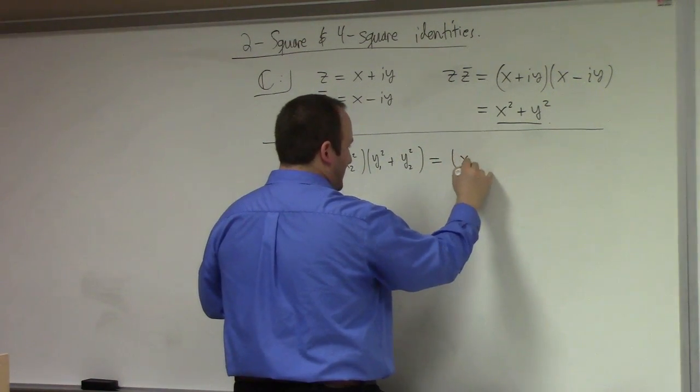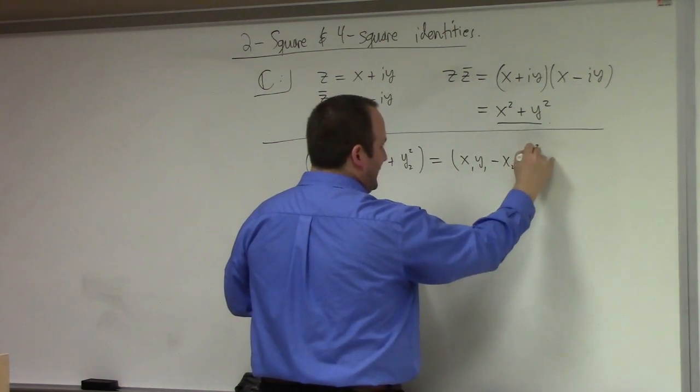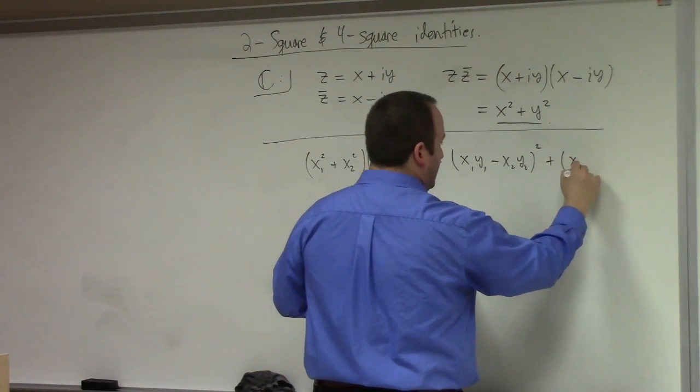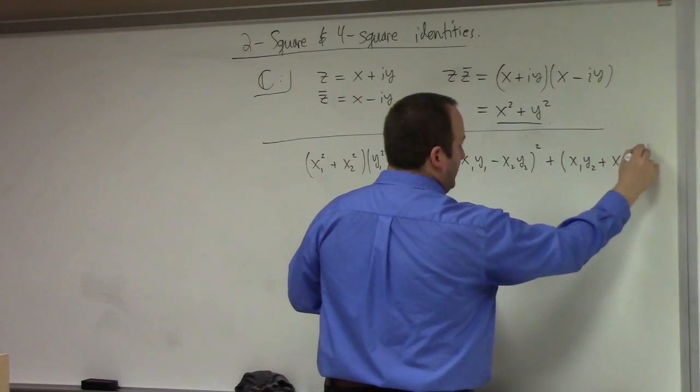Let's see here. x1 y1 minus x2 y2 squared plus x1 y2 plus x2 y1 quantity squared.